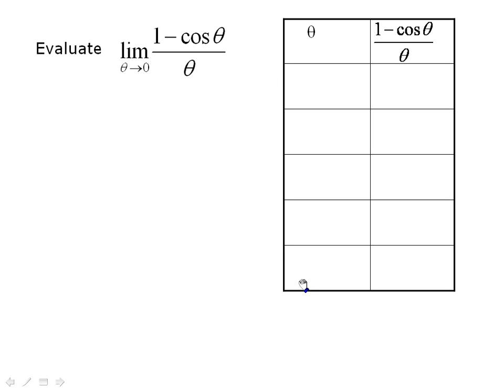Now if we take a look at this one and do the same thing. If you did plug in 0 for this, you would also get 0 over 0. 1 minus cos of 0 is 0, and then over 0. So I plug in values closer and closer to 0, and we don't have to get too carried away here.